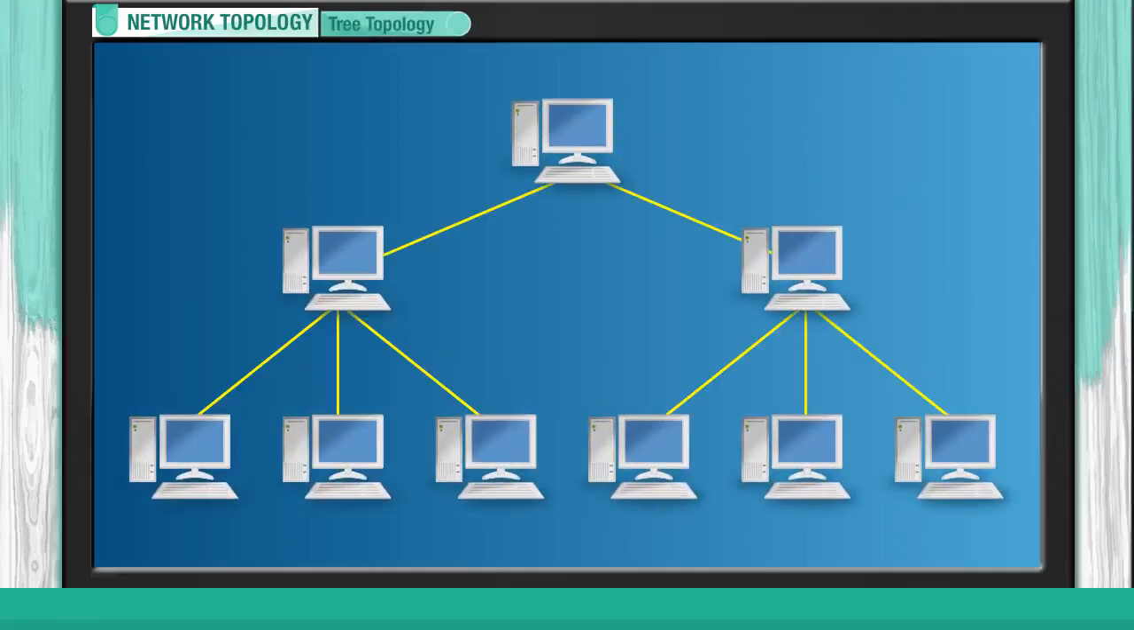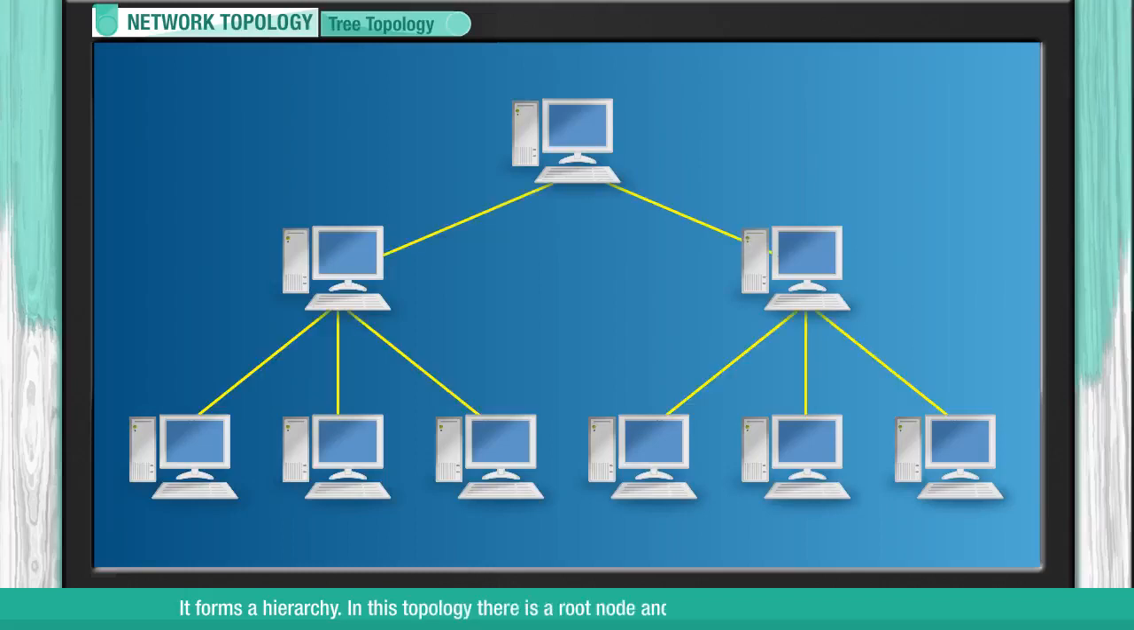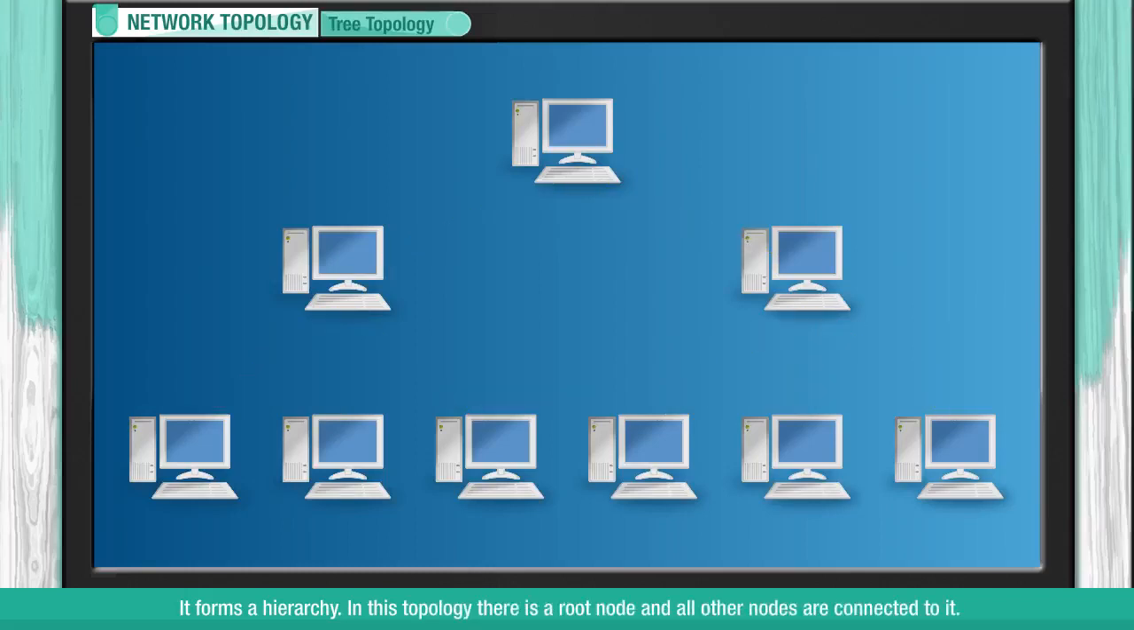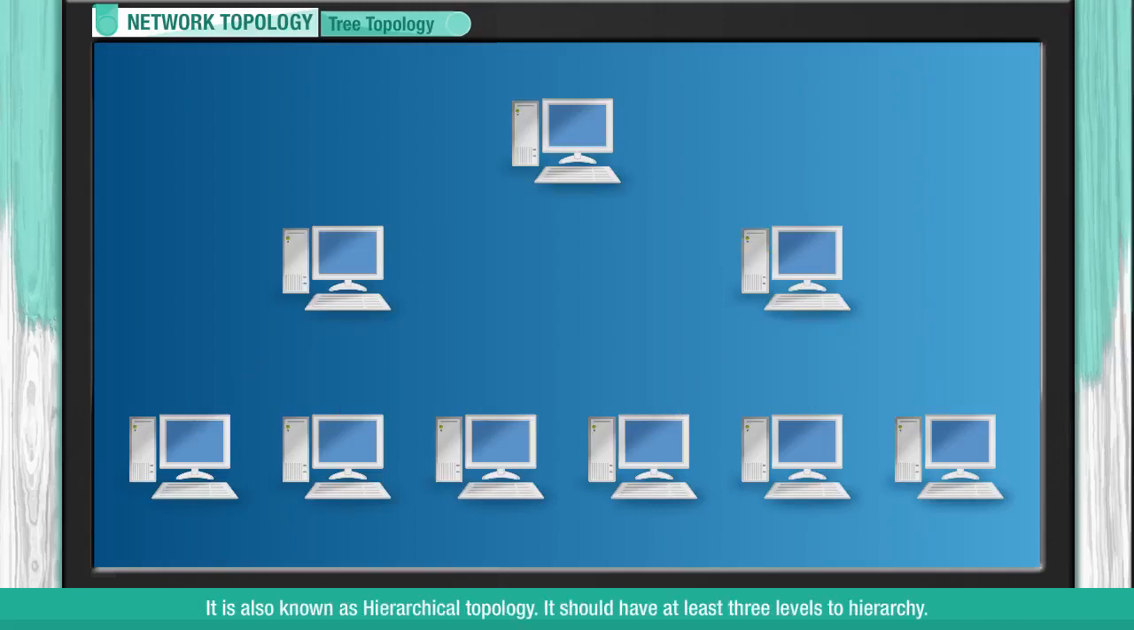Tree topology. It forms a hierarchy. In this topology, there is a root node and all other nodes are connected to it. It is also known as hierarchical topology. It should have at least three levels to the hierarchy.